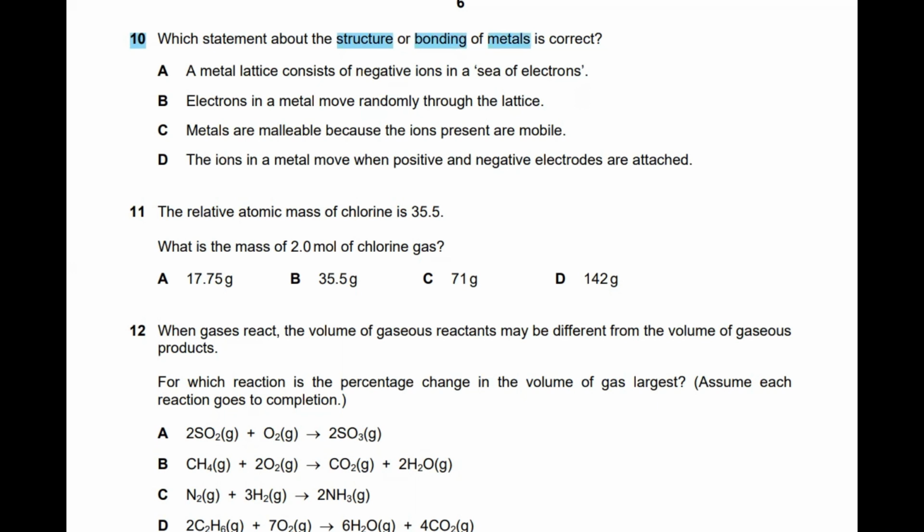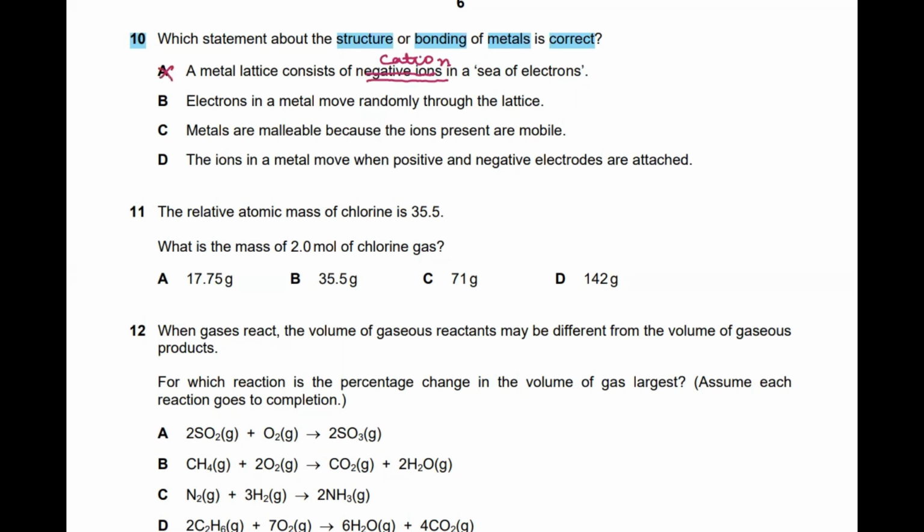of the metal is correct? So the part A says that the metal lattice consists of negative ions in a sea of electrons. It's a sea of electrons, not negative ions. These are basically the cations which are in the sea of electrons. So A is incorrect. We move on to the B part.